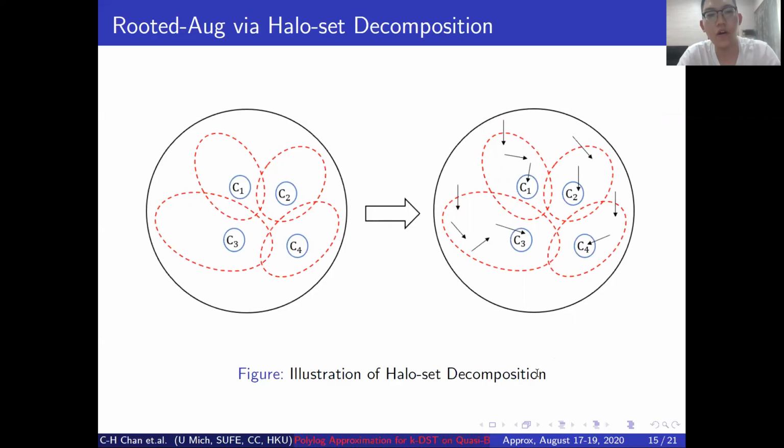So we know that rooted augmentation is to find some edges and increase connectivity by one in each round. But how can we achieve this result? We will use a technique called hollow set decomposition. The idea is that we can decompose the current graph into different hollow sets, and this takes polynomial time. In this example, you can see that if we apply the hollow set decomposition, there are hollow sets related to cores C1, C2, C3, and C4.